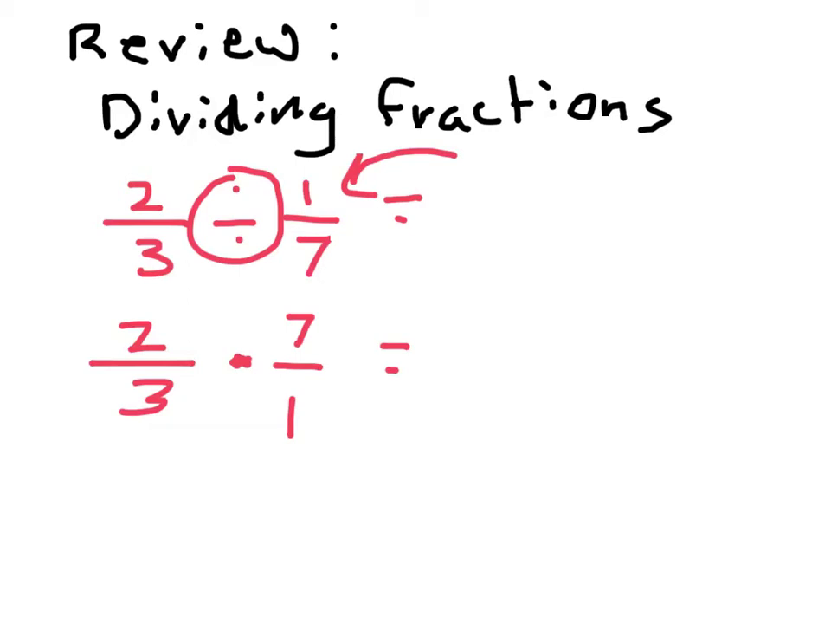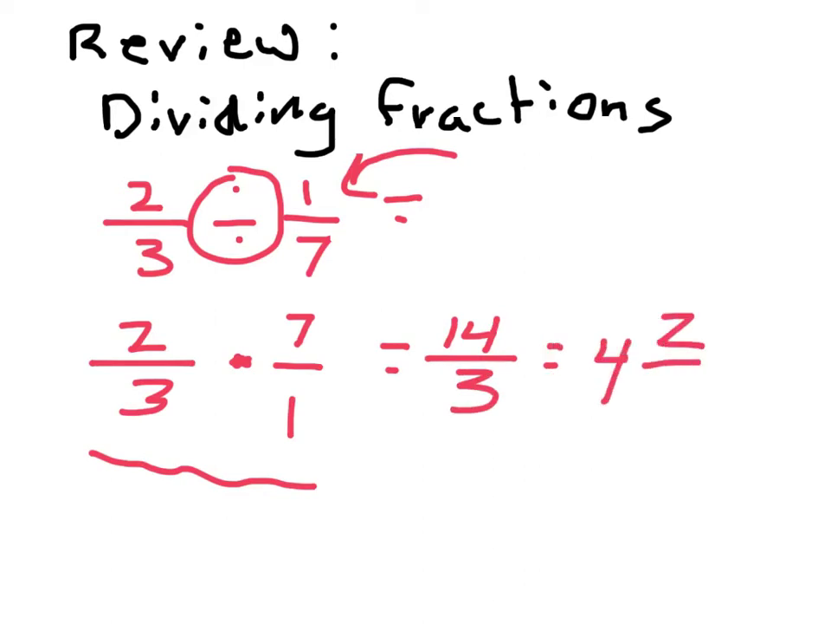So then I can look at it, and since it's multiplication, is there any cross canceling that I can do? With a 7 and the 3, is there anything I can cancel out? No. How about the 2 and the 1? No. So then you multiply across, and you get 14/3, or you could change that to a mixed number, and that would be 4 2/3. And that's a quick review of dividing fractions.